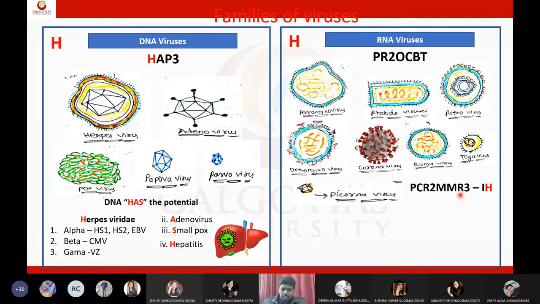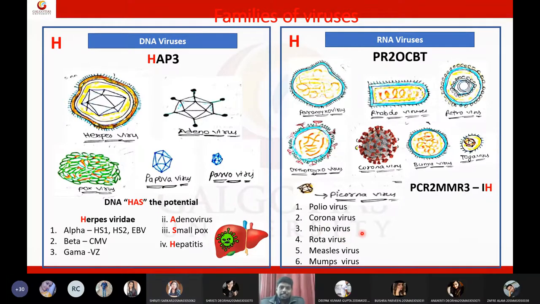Let us see what these viruses are. E stands for poliovirus, C for coronavirus, R for rhinovirus, and R for rotavirus. Rhinoviruses cause the common cold. Usually you will get a runny nose, right? This common cold is caused by rhinoviruses and coronaviruses.